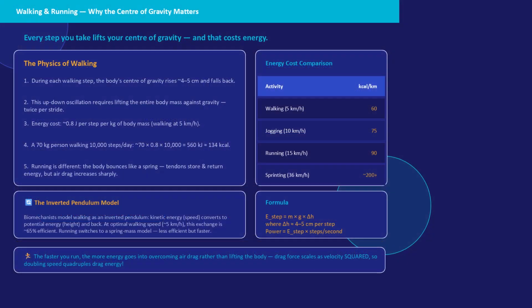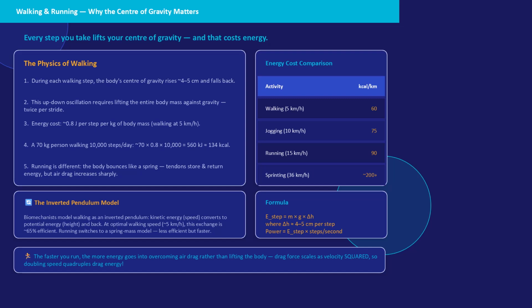Walking looks effortless, but it is a constant battle against gravity. With every step, your entire body mass rises about 4 to 5 centimeters and then falls back. This up-down oscillation is the primary energy cost of walking. A 70-kilogram person walking 10,000 steps consumes roughly 134 kilocalories just from this gravitational work.